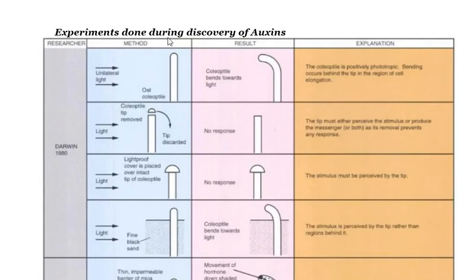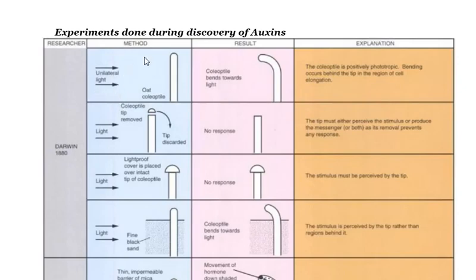So we have this table, and this table is coming from the Understanding Biology book. This table shows different experiments done by scientists, and by this table you can know how they came to know about auxin. The first four experiments were done by Charles Darwin in 1880. If you look at this table, we have the researcher, the method, the results, and then the explanation of why they got those results. So first we have Charles Darwin in 1880.